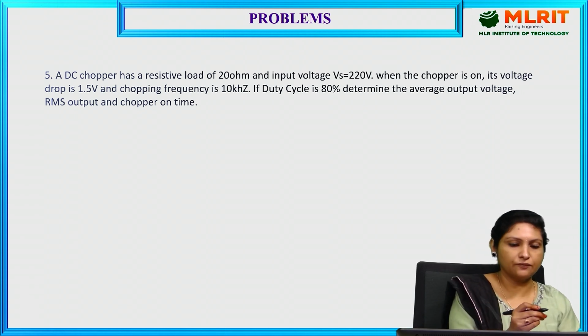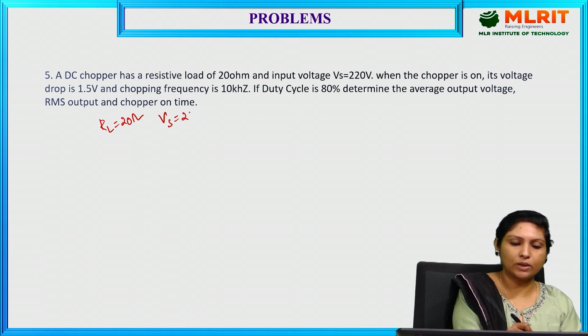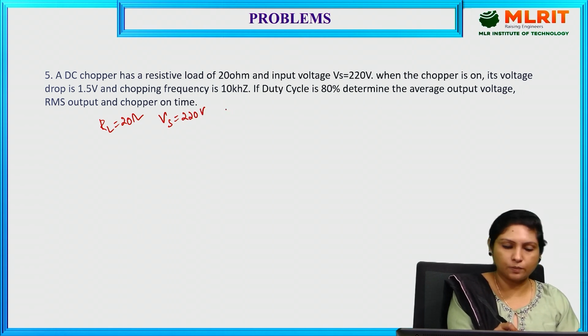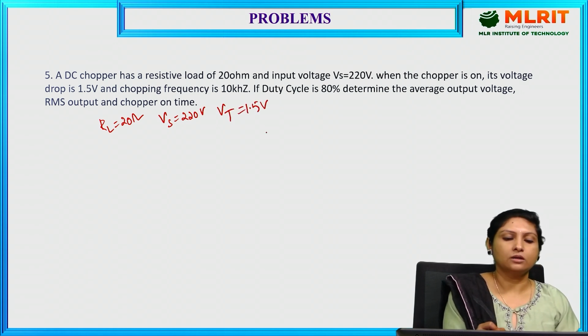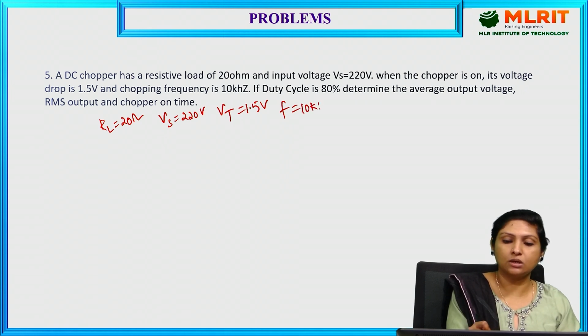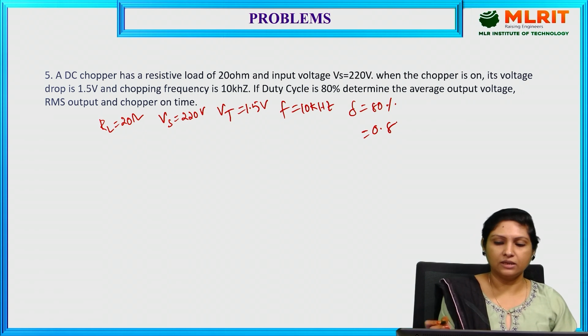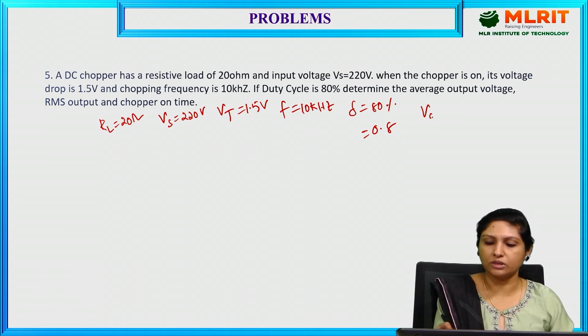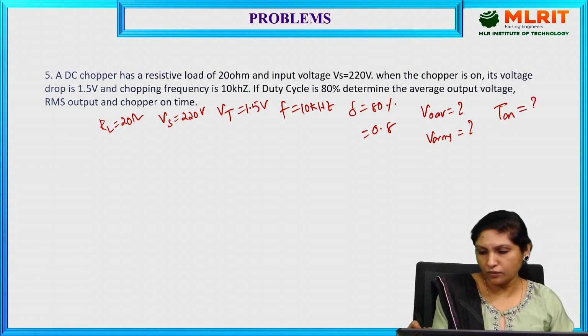And here, let us write down the given data first. Resistive load RL is equal to 20 ohm and input voltage is 220 volts, and when the chopper is on, its voltage drop is given as 1.5 volts, and the chopper frequency is 10 kilohertz, given in the question. Here the duty cycle is 80%, that means it is 0.8. In this case, you need to find out the average output voltage V naught average, that is one thing. V naught RMS, that is the other thing. And you need to find out the on time of the chopper.